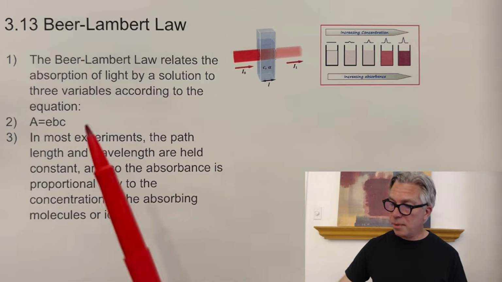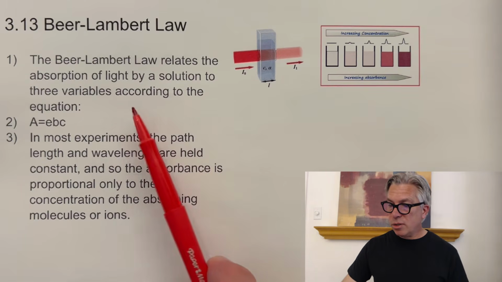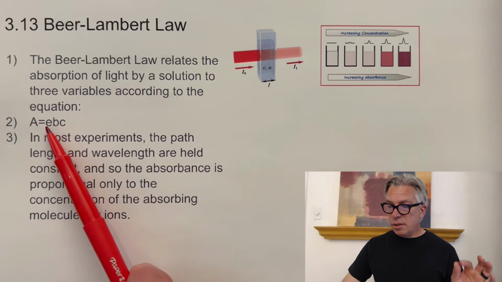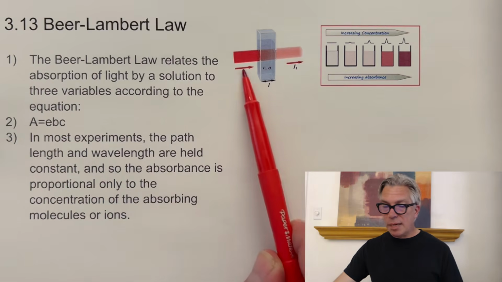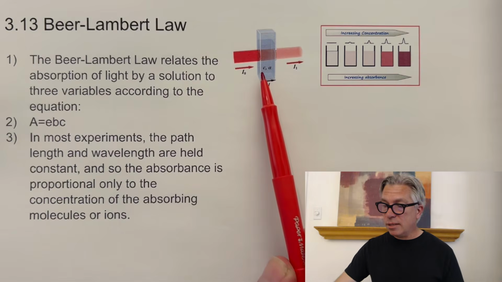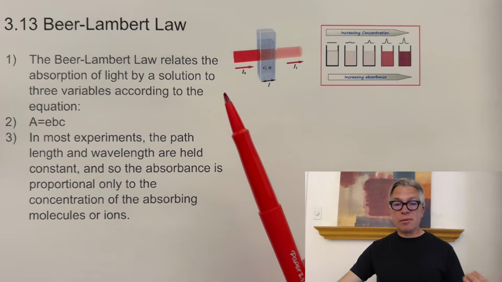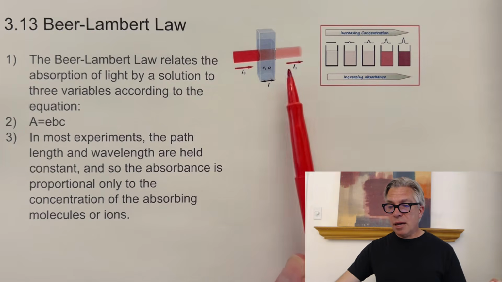Beer's law for short. Beer-Lambert law relates the absorption of light by a solution to 3 variables according to the equation. Absorption equals the molar absorptivity constant, the path length, and the concentration. And what happens is if you shine light through a sample using like a little cuvette like this, some of those ions may absorb some of those photons of light. And if you know how much you sent in and how much comes out.